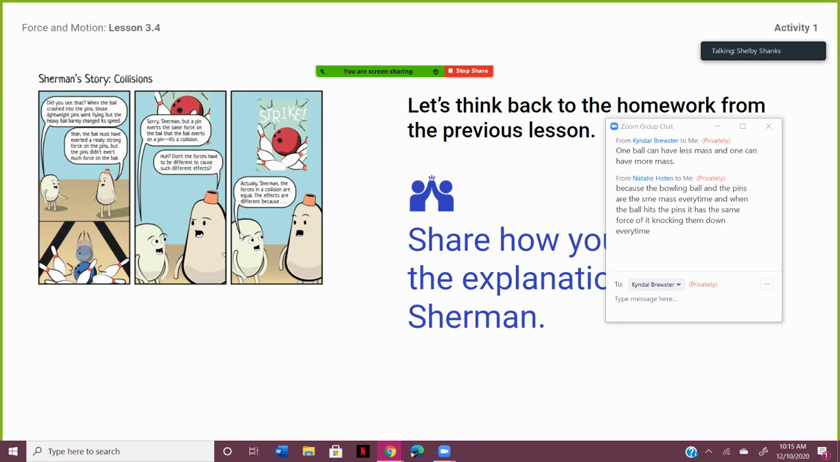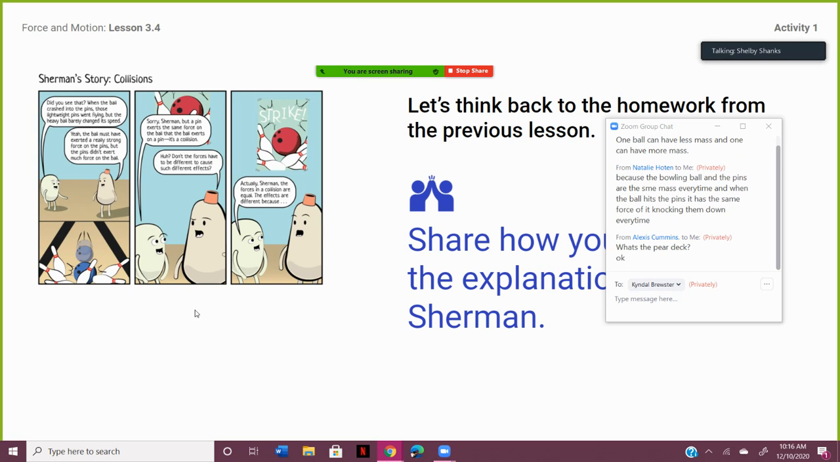All right, so one ball can have less mass and one can have more because the bowling ball and the pins are the same mass every time, and when the ball hits the pins, it has the same force of knocking them down every time. All right, the bowling ball has the same mass every time, and then the pins have the same mass, but those masses are different. So the bowling ball is more massive than those pins. Alexis, we're not doing a pair deck. We're just going through the slides.